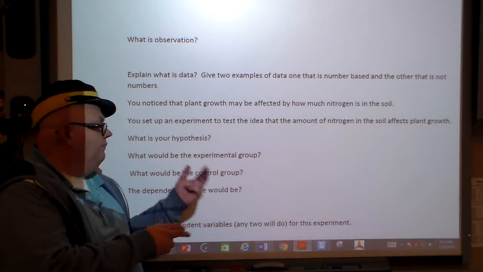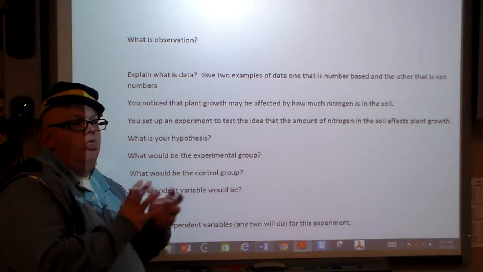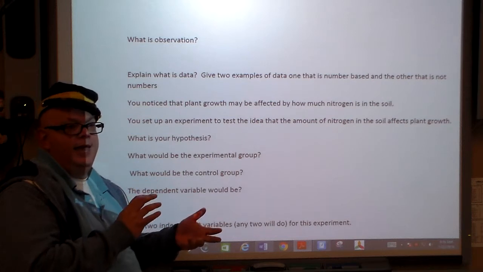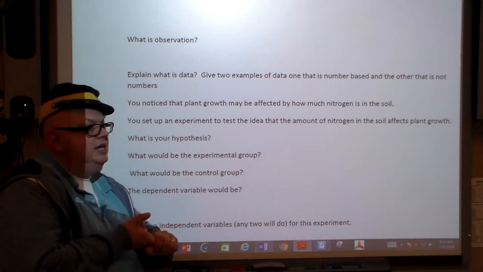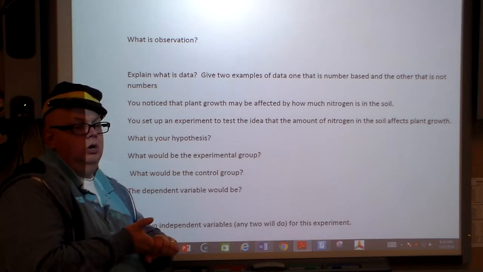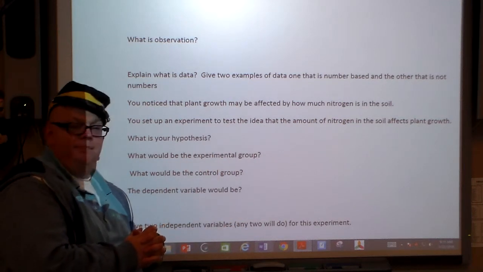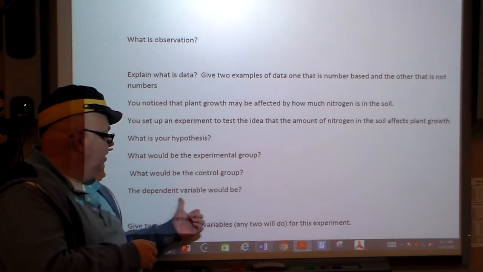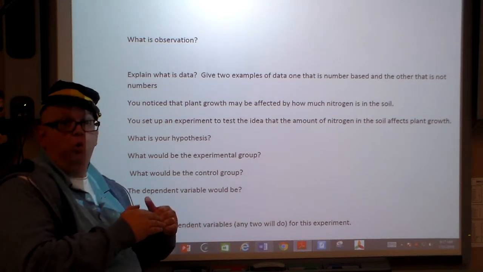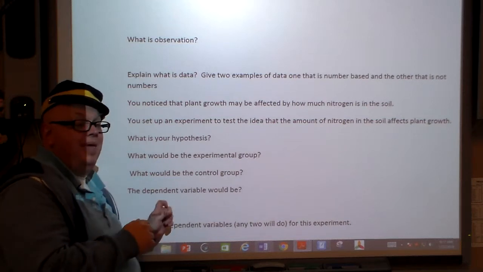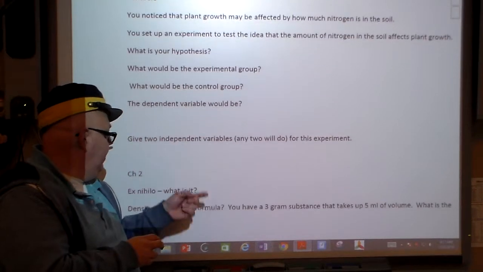When you have variables, you have independent variables. Those are things that you keep the same, like the amount of soil. How many seeds did you plant? How much watering are you giving? If you do them both the same, those are independent variables. They should not be affecting the experiment. The dependent variable, basically, is the variable, growth of plant, that's dependent on your experiment. That's what you're looking for.